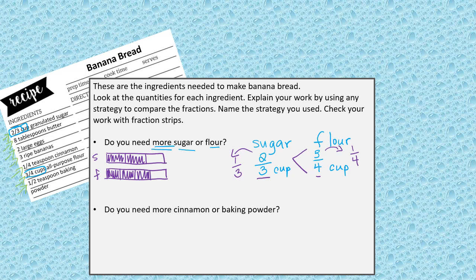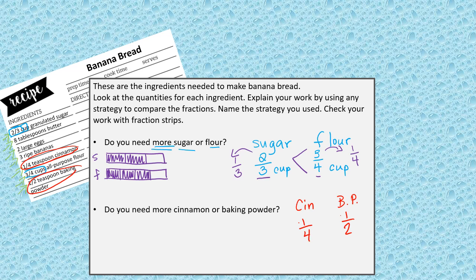Okay, let's look at the second part. Do you need more cinnamon or baking powder? So let's switch the color up again. Let's find the cinnamon. Cinnamon is here, and you need 1/4 teaspoon. And the baking powder is here, and you need 1/2 teaspoon. So let's take a look at our 2 fractions and what strategy can we use to compare these 2 fractions. Yeah, we can use same numerator. They both have a numerator of 1, so I'm using that strategy to compare.